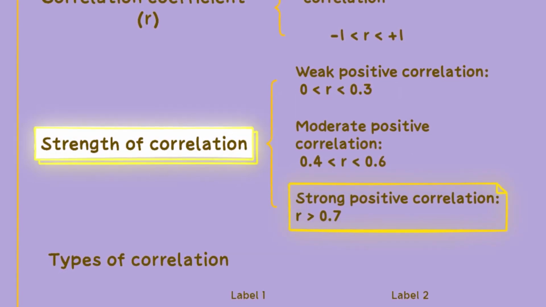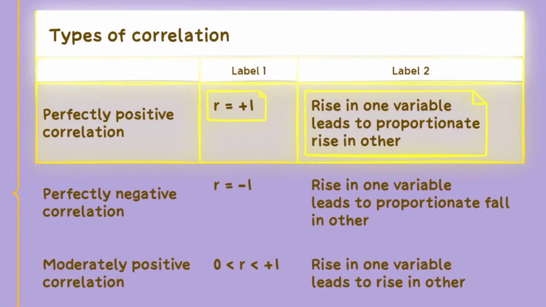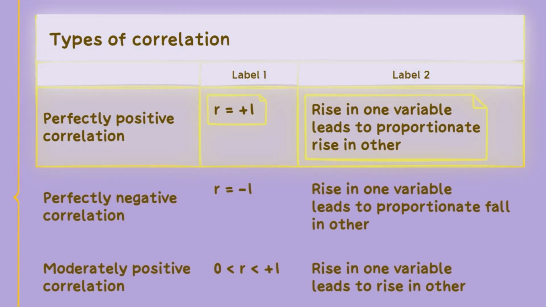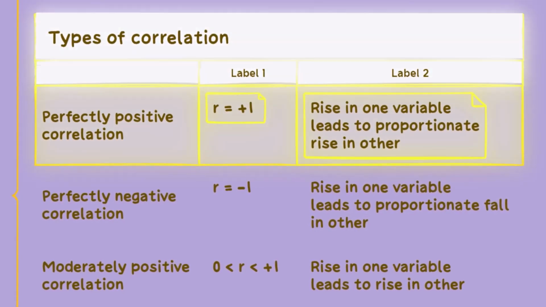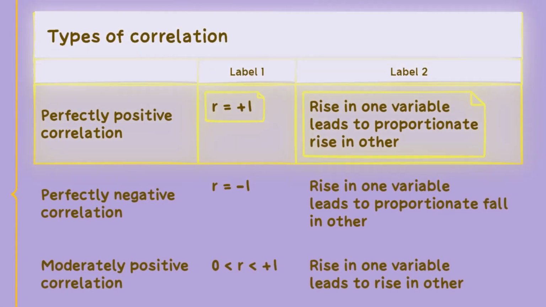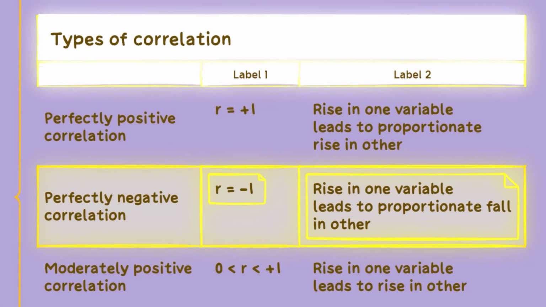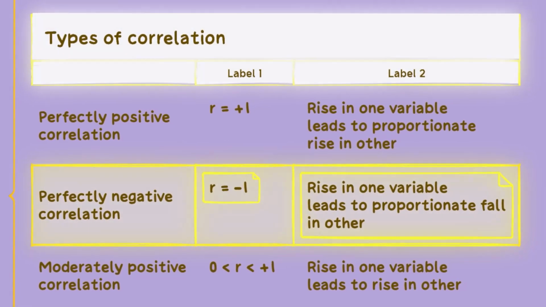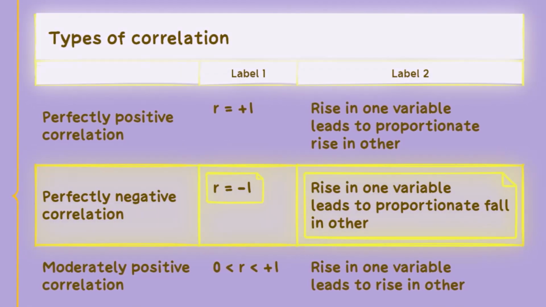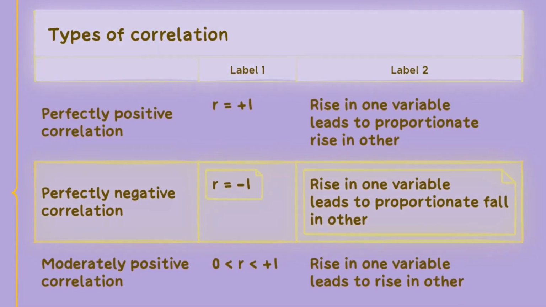more than 0.7. Conversely, a perfectly positive correlation occurs when R is equal to +1, indicating that an increase in one variable corresponds to a proportionate increase in the other. A perfectly negative correlation, on the other hand, occurs when R is equal to -1, indicating that an increase in one variable corresponds to a proportionate decrease in the other.